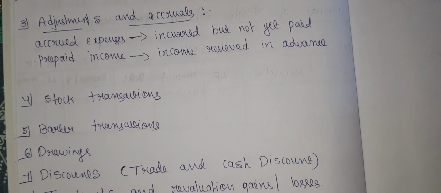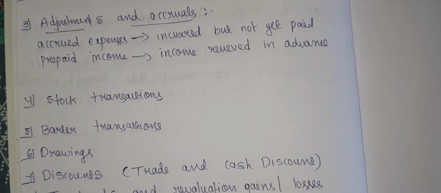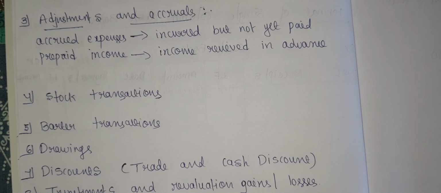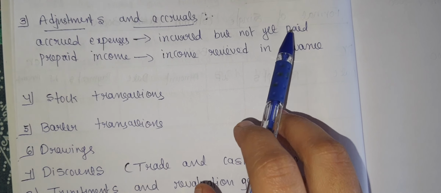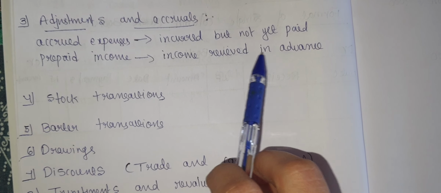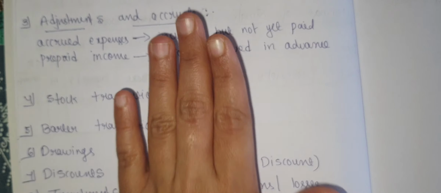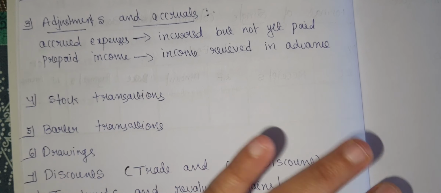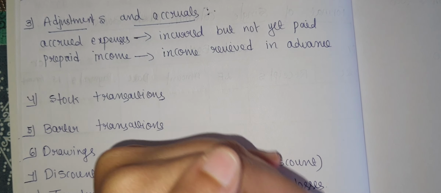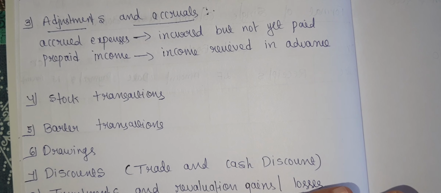Accrued expenses means what? They are the expenses incurred but not yet paid. And what about prepaid income? It means income received in advance. So transactions like accrued expenses or prepaid income, they are not part of the cash book. For example, accrued salary of rupees 5,000 or prepaid rent of rupees 3,000.